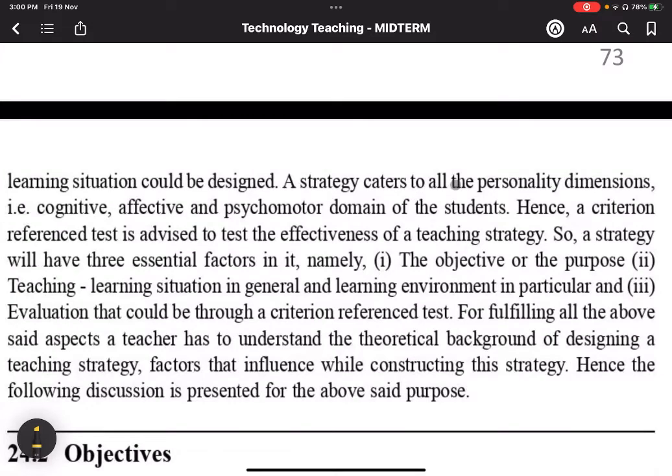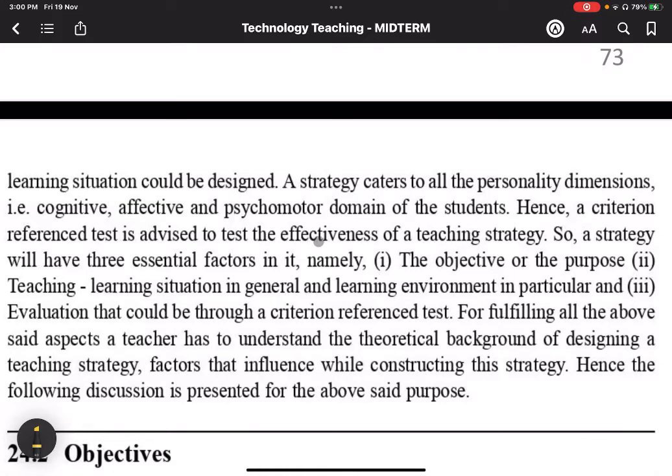Strategy caters to all personality dimensions. Ano yung mga dimensions ng isang student? Cognitive, affective, and psychomotor, no? Later on, briefly, didiscusin natin kung ano yung tatlong dimension na yan.